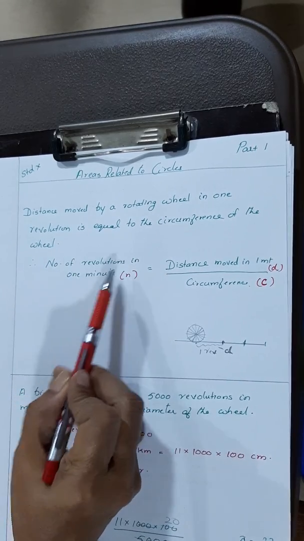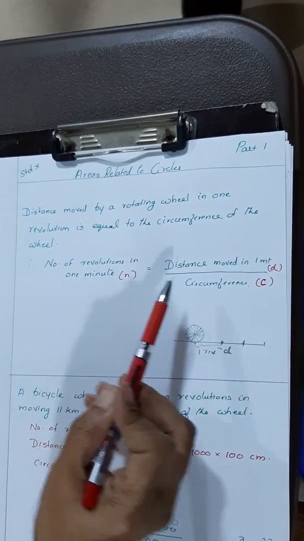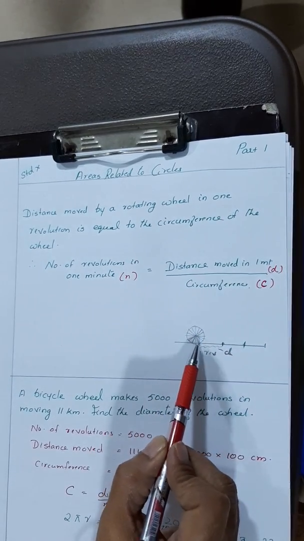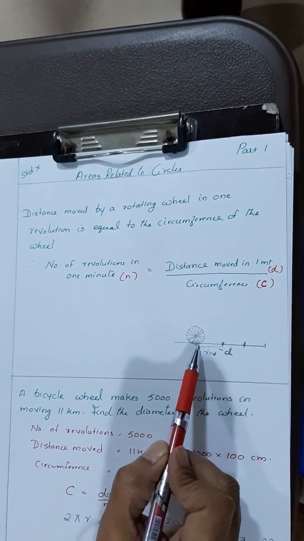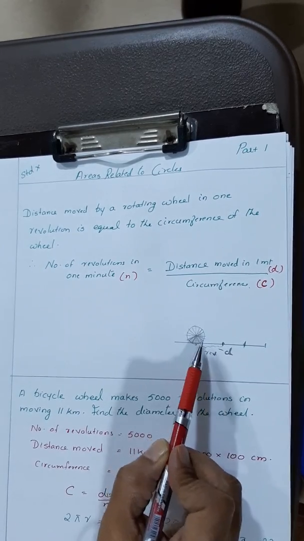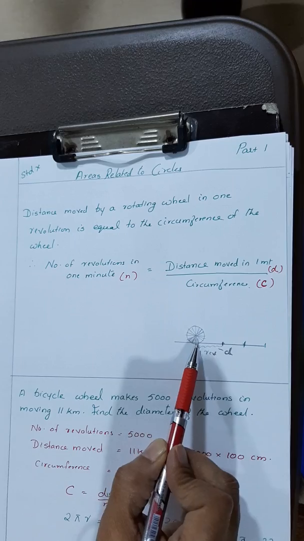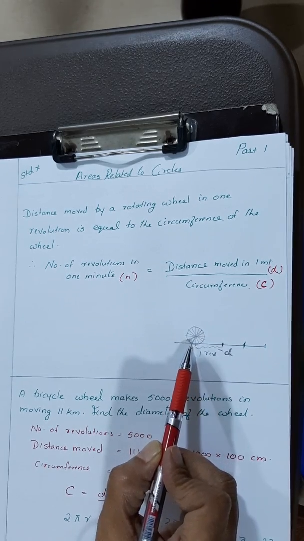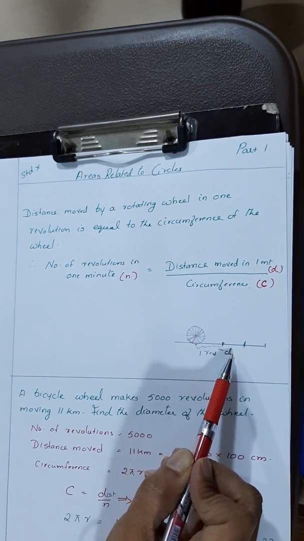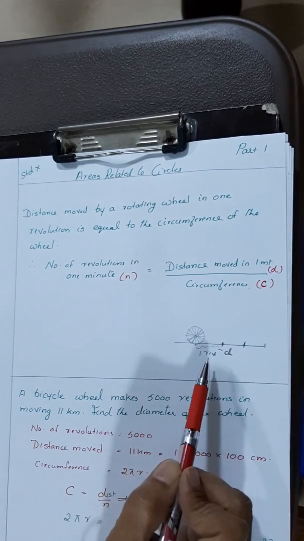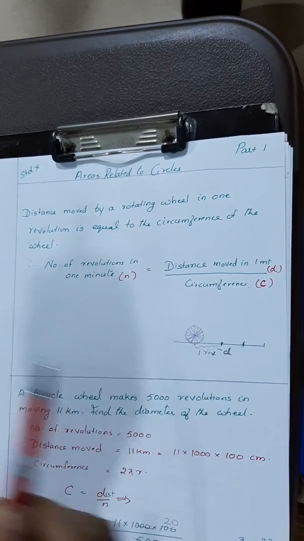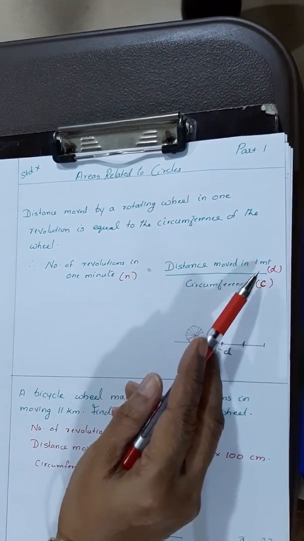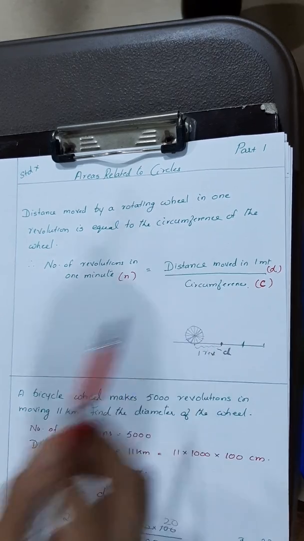So the number of revolutions in 1 minute is equal to the distance moved in 1 minute by circumference. If it moves 2 revolutions, the distance moved is this. So 1 revolution, this distance, will be equal to 1 circumference of the wheel. So the number of revolutions into the circumference of the wheel will be the distance travelled.